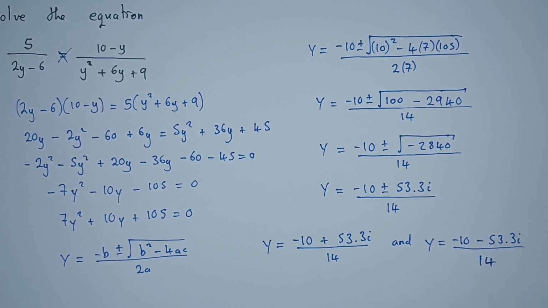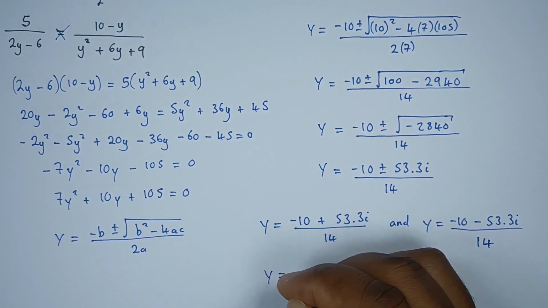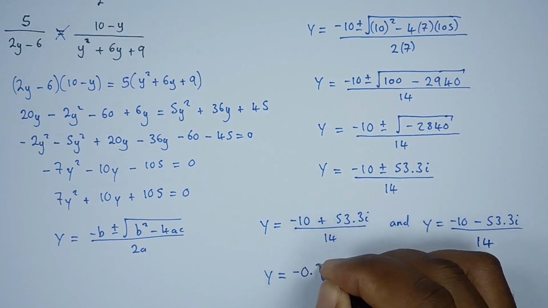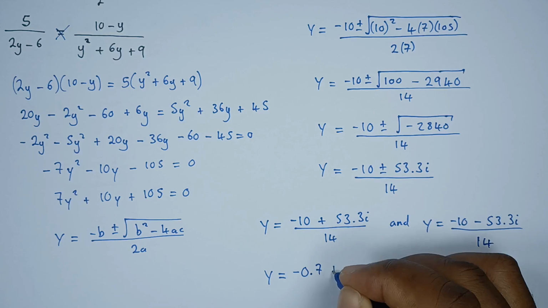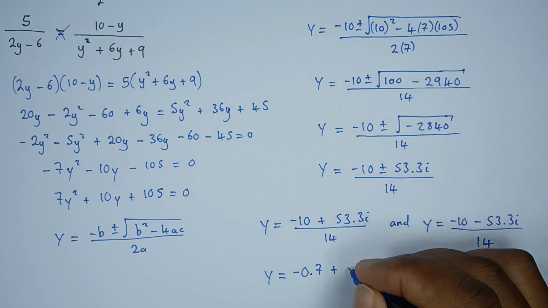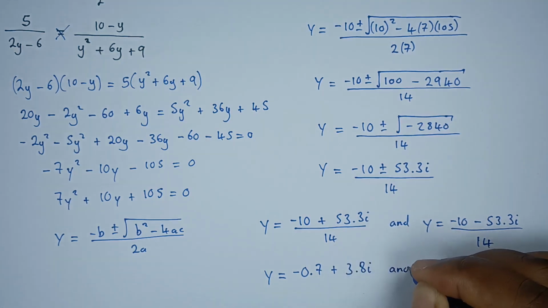You can also go ahead and separate them by separating both parts like this. So y can be equals to, so 10 over 14, let's just write it as a decimal, is 0.7, so -0.7 plus, so 53.3 divided by 14 gives us 3.8. So 3.8i as an imaginary number.